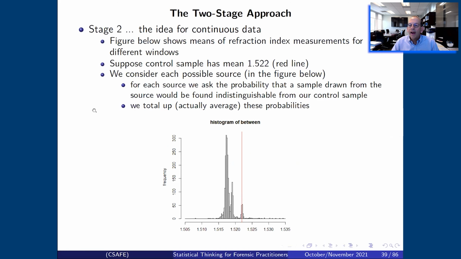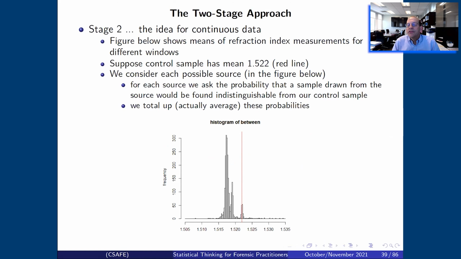Where it is rare is with continuous data. And so the figure here is supposed to show how we might think about this. These are measurements of the refractive index of glass for samples from different windows. You can see this population has a range of measurements. And let's just suppose we have a control sample that has a mean where the red line is. So that came from the crime scene window.